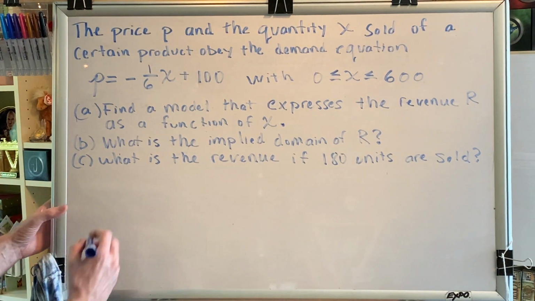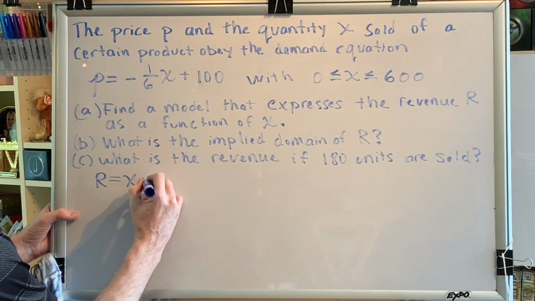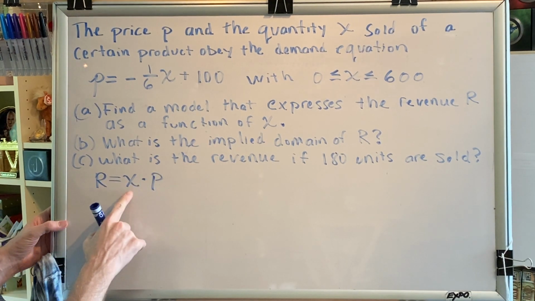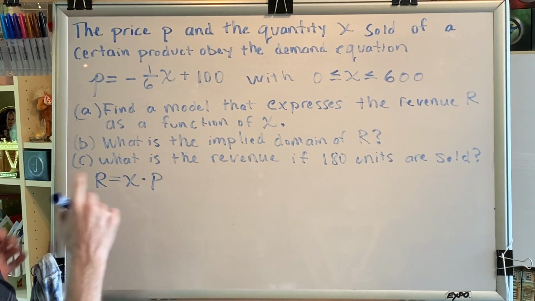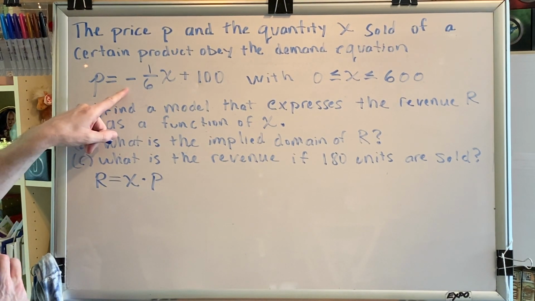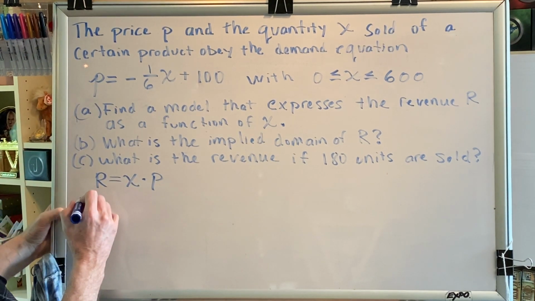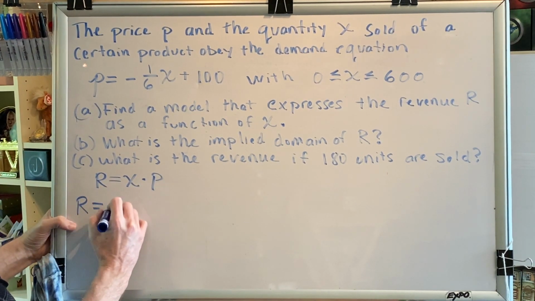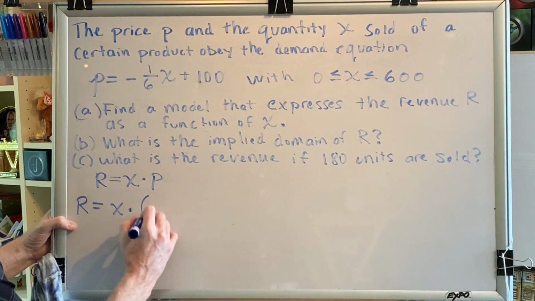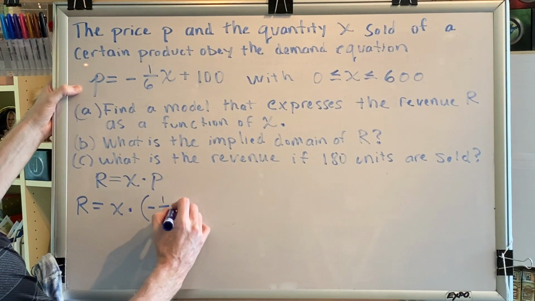We're going to start with a familiar equation. R is equal to X times P. R, revenue, is equal to the quantity sold times P, which is the price. In this problem, we are told that P is equal to negative 1/6 X plus 100, and we can substitute that into this equation. Then we can write R equals X times, and instead of P, we write what P equals, negative 1/6 X plus 100.